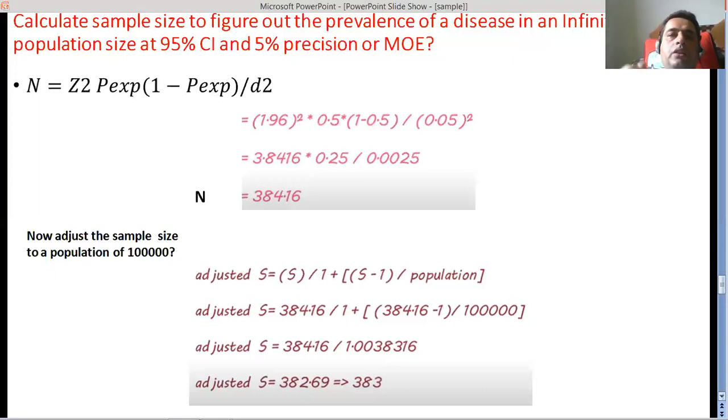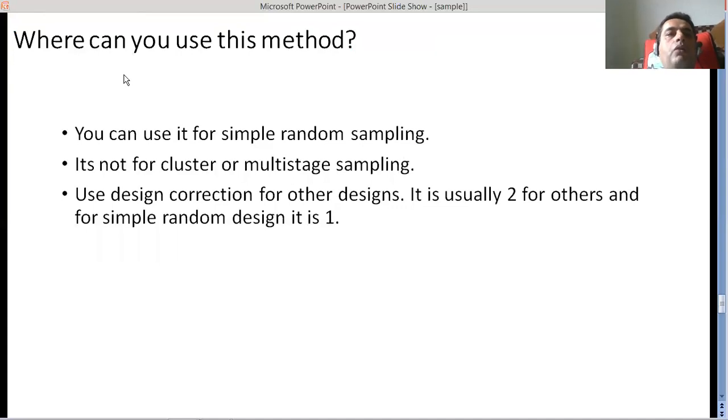So these results mean that if you repeat the study in a similar population with a similar precision, in 95% of cases you will get the same results. Where can you use this particular method? It cannot be used anywhere. You cannot use it for all different kinds of sampling techniques or study designs. You can use it for simple random designs where you are doing simple random sampling.